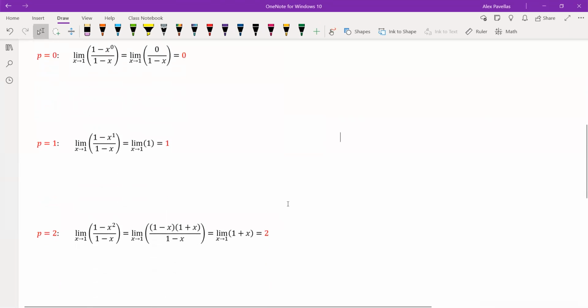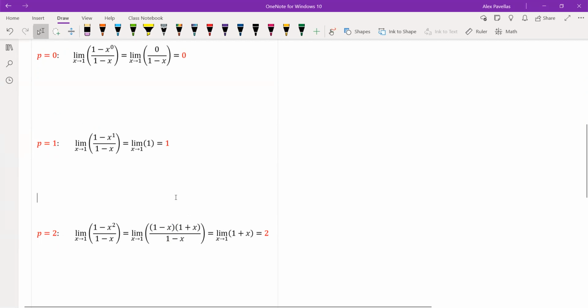Okay, p equals 2, there's a little bit more work to do. So p equals 2, the limit becomes the limit as x approaches 1 of 1 minus x squared over 1 minus x. And what we could do is cleverly factor the numerator, right? We could say, well, 1 minus x squared, we could factor into 1 minus x times 1 plus x. If we do that, the 1 minus x's cancel, and we're left with just the limit as x approaches 1 of 1 plus x. And if we plug in x equals 1 into that, we get 2. So if p equals 2, the limit is 2. Cool. So it holds for 0, 1, and 2.